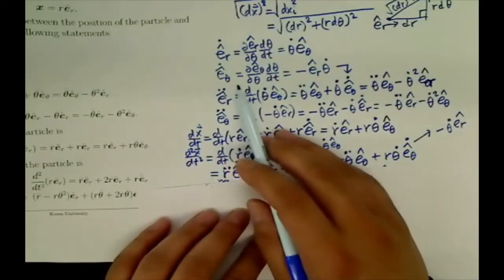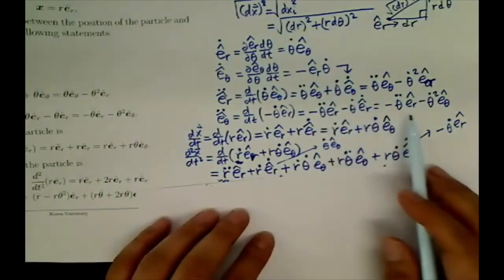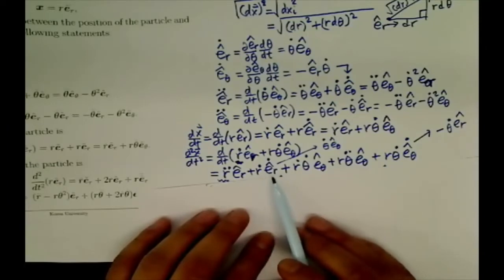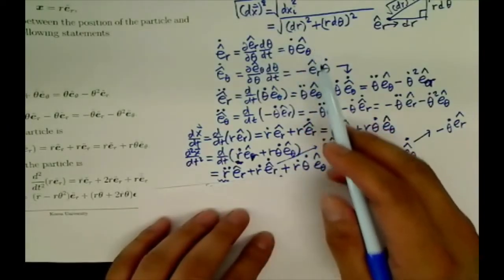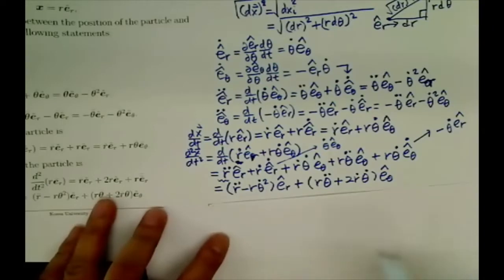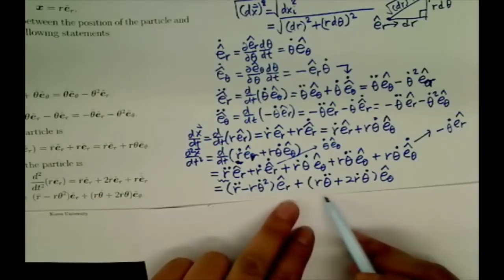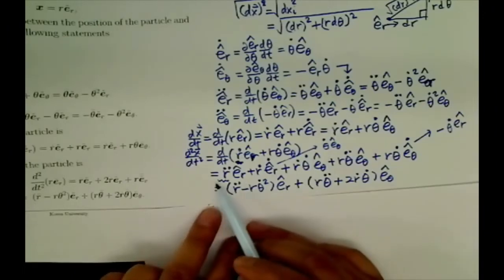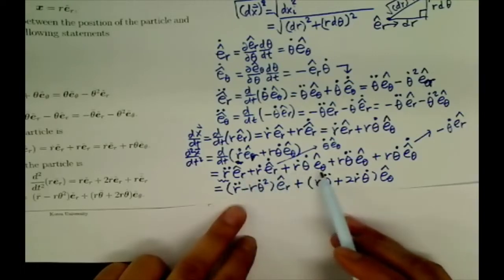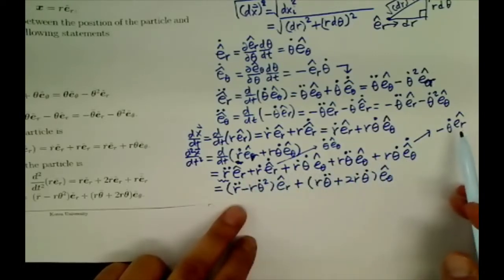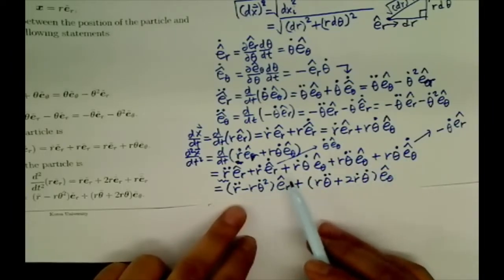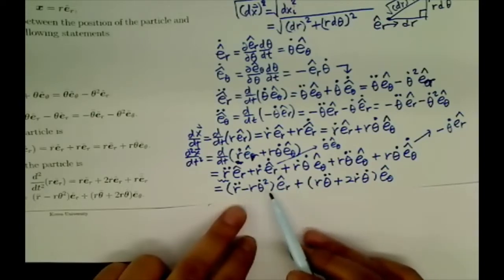The time derivative of e theta hat is minus e r hat times theta dot, and the time derivative of the radial vector e r hat is theta dot e theta hat. Substituting all these results and collecting the radial and tangential contributions, the radial part is r theta dot squared minus r omega squared, that is, minus r theta dot squared in the radial direction.